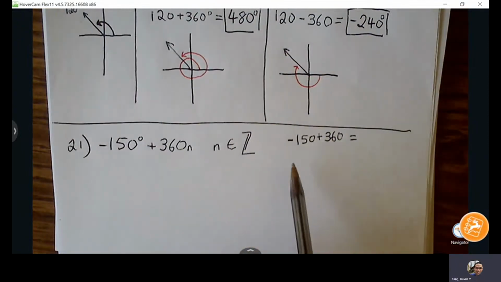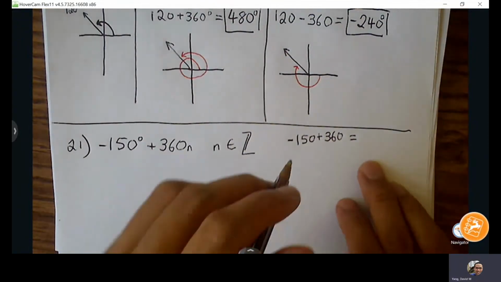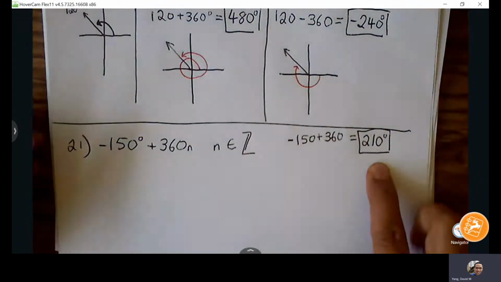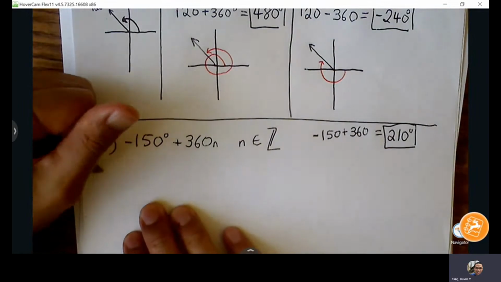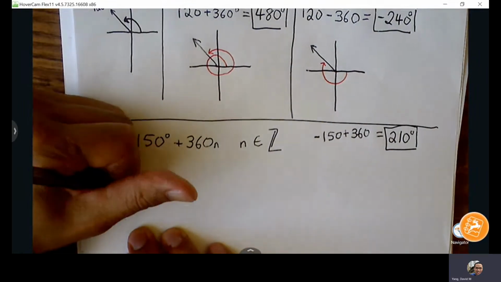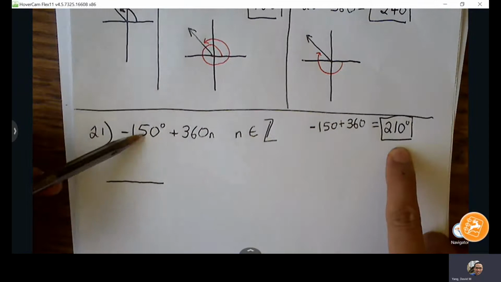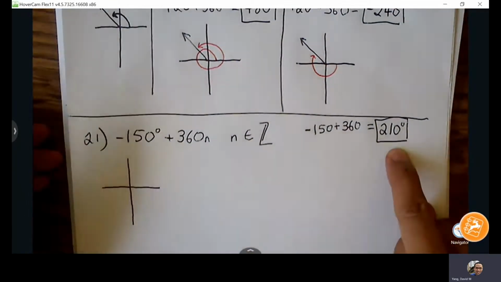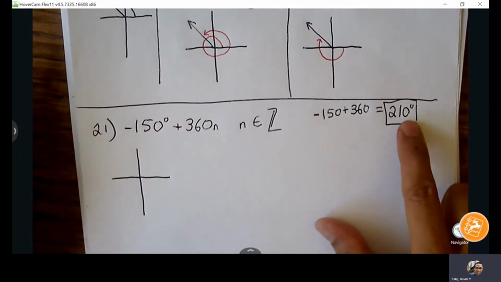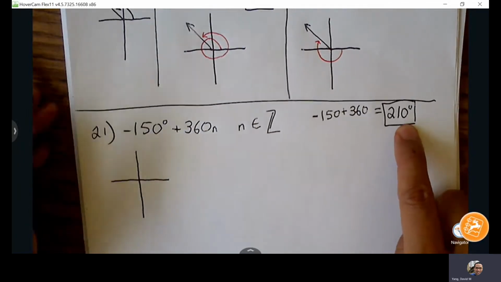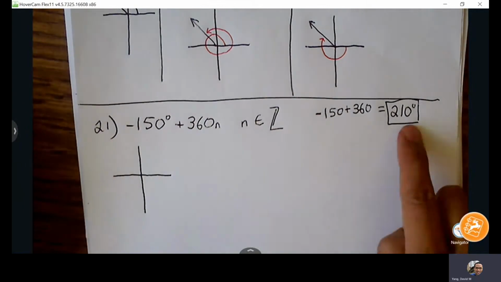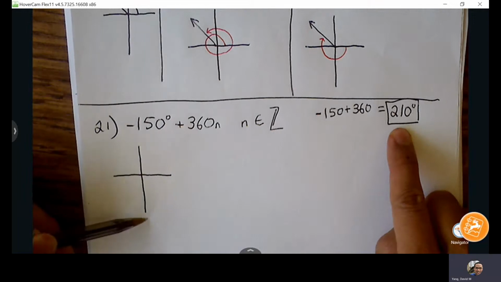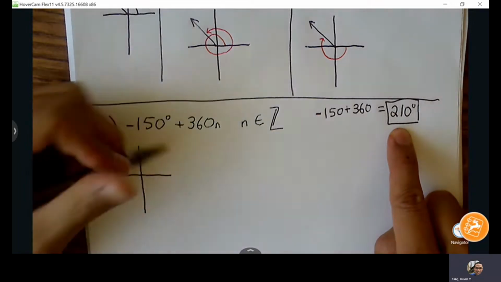So I'm just going to put this off to the side here. Negative 150 plus 360 is 210. So that's actually a coterminal angle that we can use, but I'm going to use that 210 as my starting point, since it's easier for us to recognize 210 than it is negative 150. But we're going to graph all of them. Just let's start here instead of negative 150. Okay, so 210, where is that going to be? Which quadrant is that? Third, right? We know 180 is here, 270 is here, so 210 is somewhere between 180 and 270.